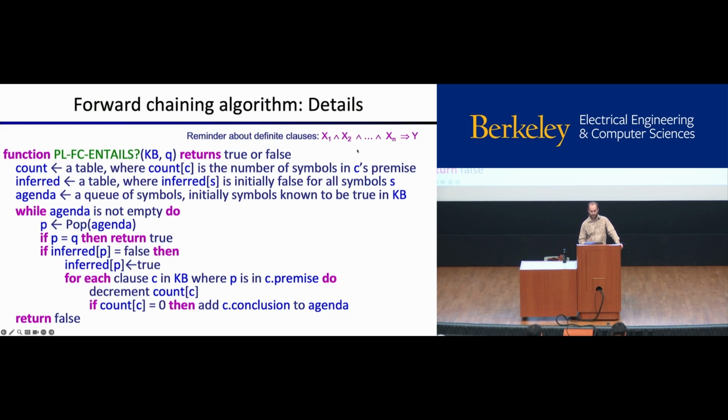So here are our definite clauses. We have them separated by commas, maybe. We just have some set of them. And they're in our knowledge base, and there's some query Q, and we want to see if it's entailed. So we keep track of how many symbols are in the premise, that's the left-hand side, of each clause. Each clause is one of these sentences in our knowledge base. We say a clause rather than a sentence because you could imagine it being like sentence one and sentence two and sentence three and sentence four. That's all one big sentence. Each component, it's nice to call it something else than a sentence, so we call it a clause.